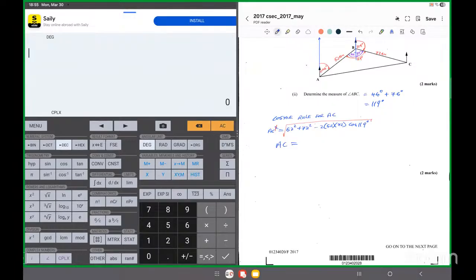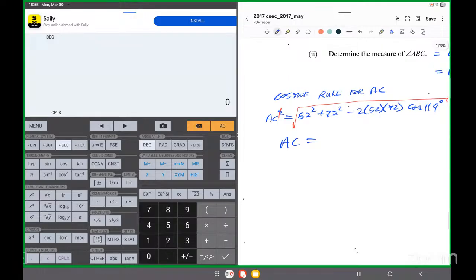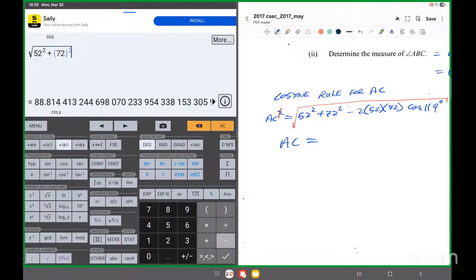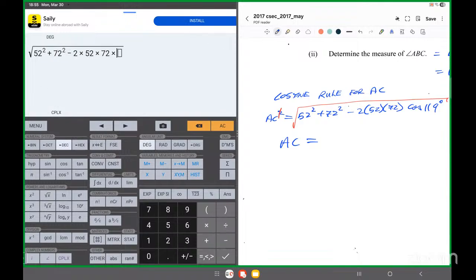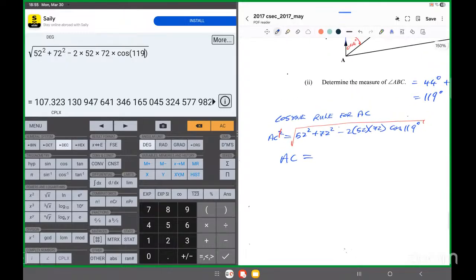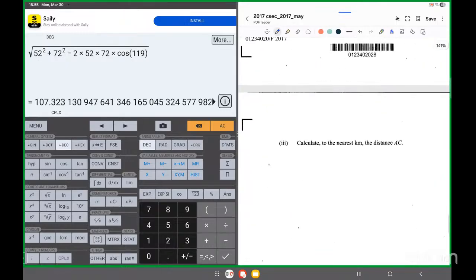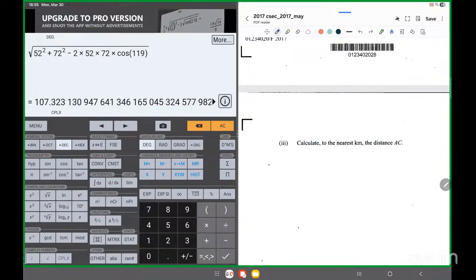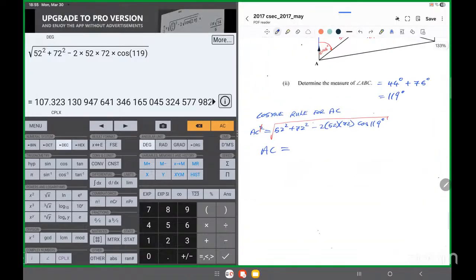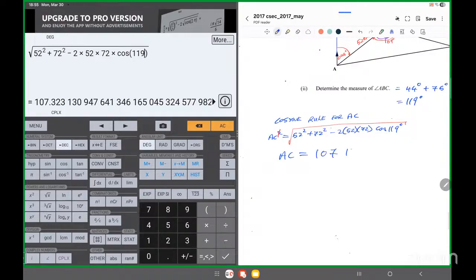All right, so it becomes equal to the square root of 52 squared plus 72 squared minus 2 times 52 times 72 times the cosine of 119. That's 107. Did they want the nearest kilometer? The nearest kilometer, he said, oh, put in a decimal. So it's going to be 107 kilometers.